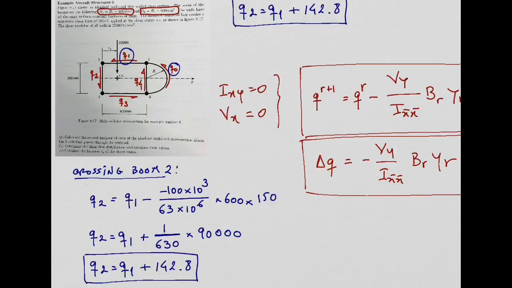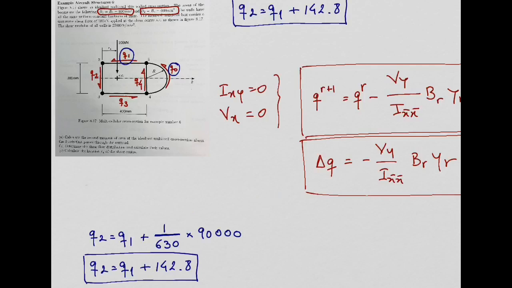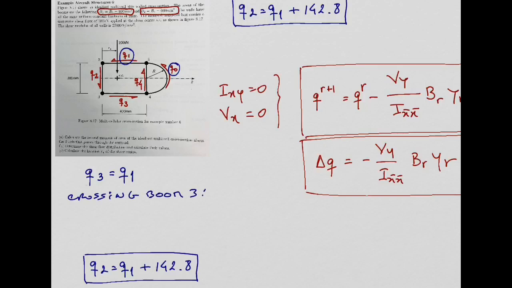All right, so good. Now we need to continue crossing booms, so we can cross now boom number 3. In fact, from symmetry, we can say that Q3 needs to be equal to Q1, but we can cross boom 3 and we can see if that is the case, okay? So let's cross boom 3.